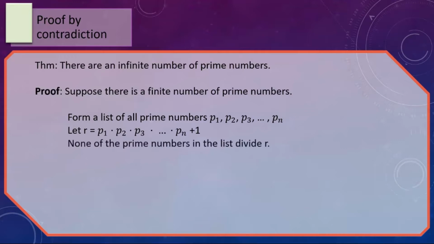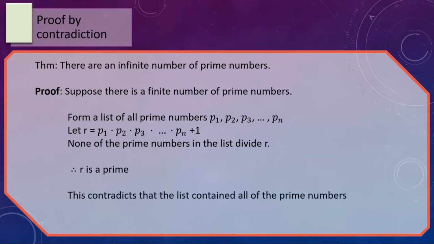So none of the prime numbers in this list divide R. Well, that's what makes a number a prime. So R would be a new prime number. But this contradicts that the list contained all of the different prime numbers. So we are forced to conclude there are an infinite number of prime numbers, because if we assume there's a finite number, we get a contradiction.